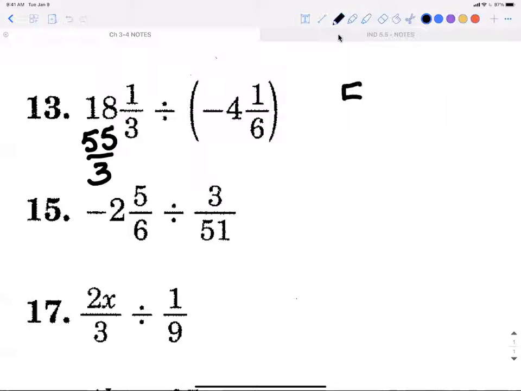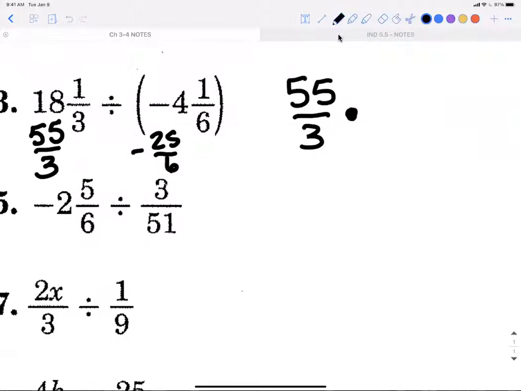So I know my first number is going to be 55 over 3. And then if I convert the second term, I get 6 times 4 is 24, plus 1 is 25 over 6, and it's negative. So now I've got them both written as impropers. Now I'm ready to write my multiplication problem, which means the 55 over 3 stays, right? This was division. I write it as a multiplication by flipping and putting that -6 on top, or the 6 on top. Doesn't matter where you put the negative.